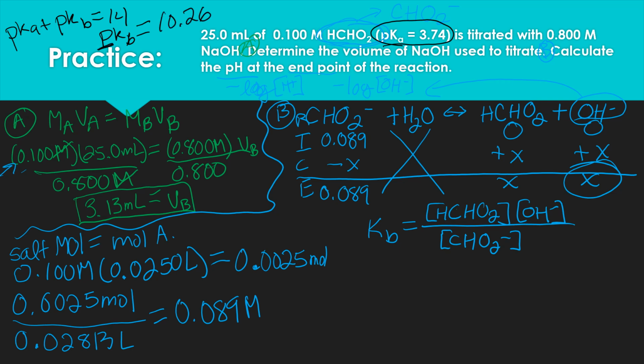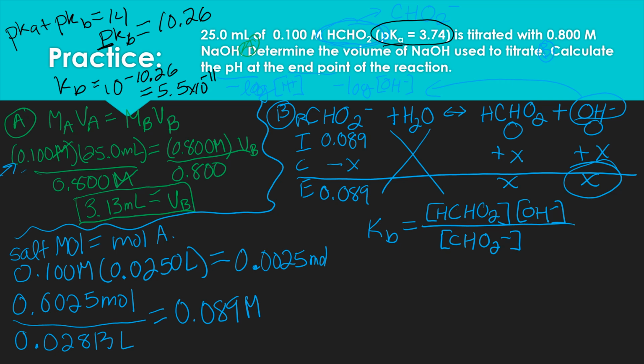And then get rid of the p, right? Just like we would undo pH, undo pOH, all of those. We're going to do 10 to the negative 10.26. And so our Kb would be equal to that. 10 to the negative 10.26 gives us 5.5 times 10 to the negative 11.